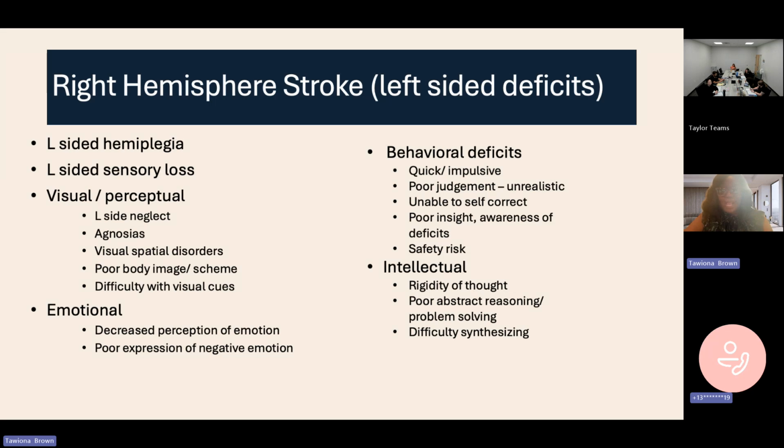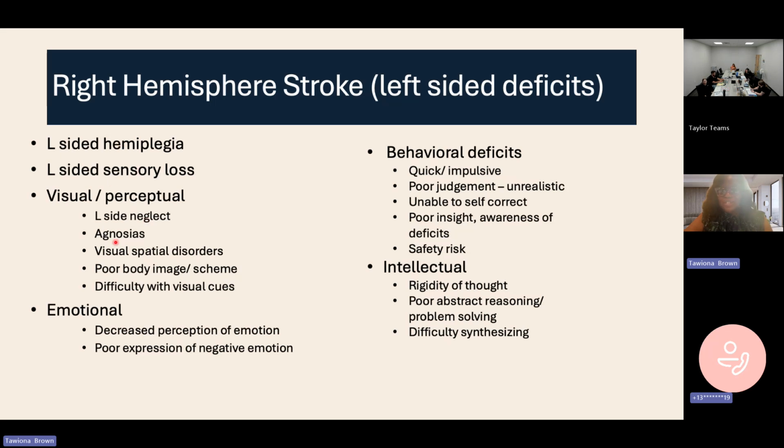And then if you have the right side with left-sided deficits, these are some of the things that you see. So remember, I talked about for the syndromes, that there's always something unique about that particular syndrome that's not in any of the other ones. And that's the same thing with neurologic pathologies. There's always something that is unique. So now with a right hemispheric stroke, you're going to have left-sided hemiplegia and sensory loss.